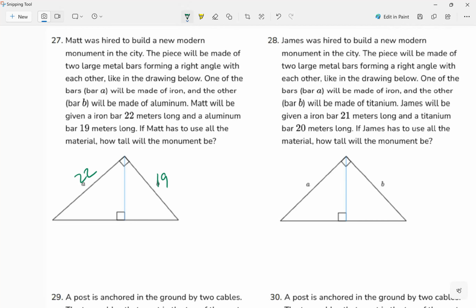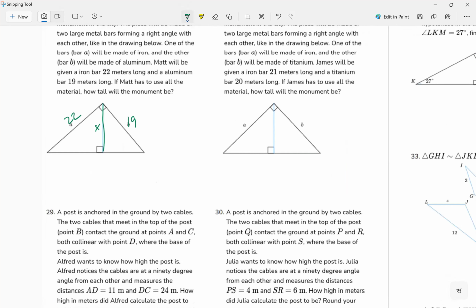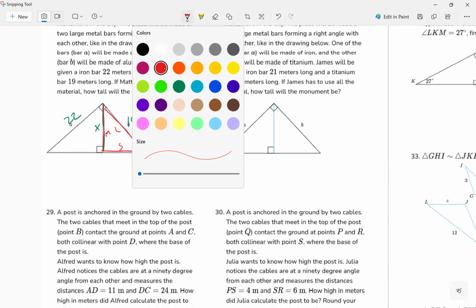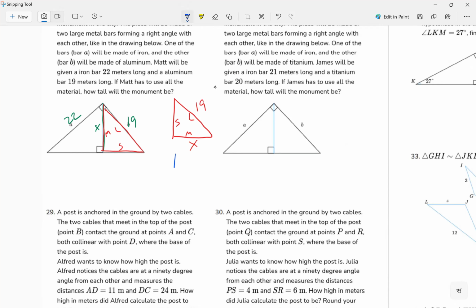Matt has to use all the material. How tall would the monument be? So the height, right here, is X. Okay. Let's do my red triangle. Small, medium, and large. So the small is blank. The medium is X. And the large is 19. Okay. Let's take a look at the blue triangle.